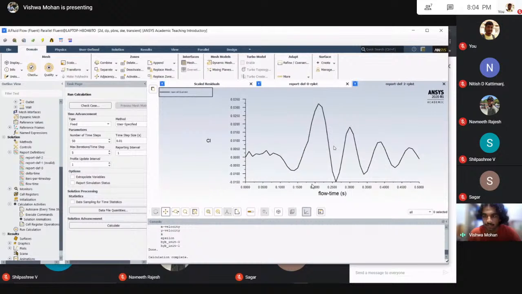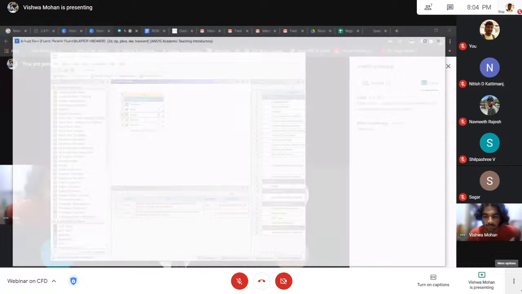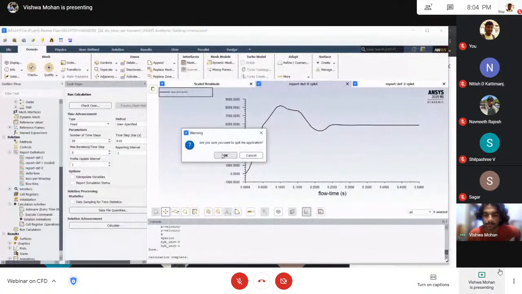What you see right now is a report of CL and everything fluctuating. Okay, I should be switching like this. So one sec, I need to close and open this. Close it.